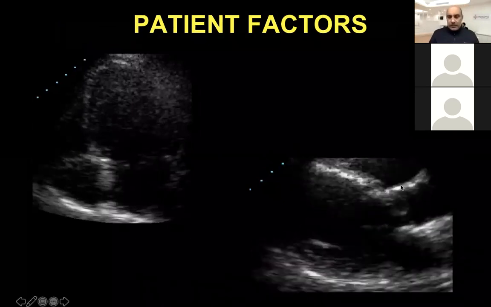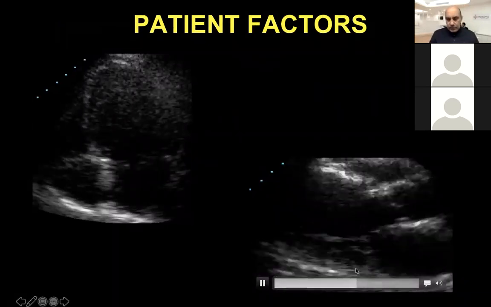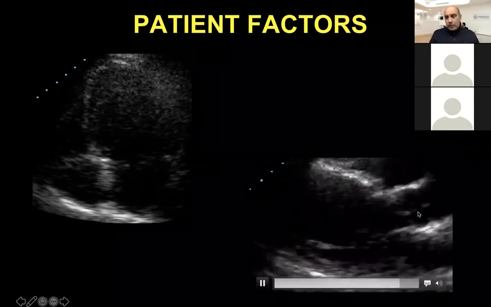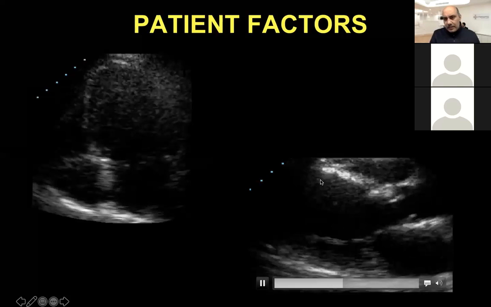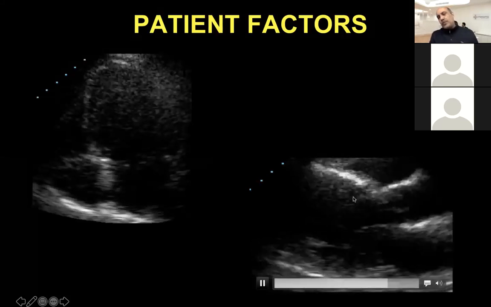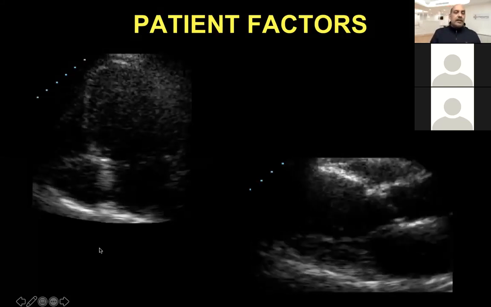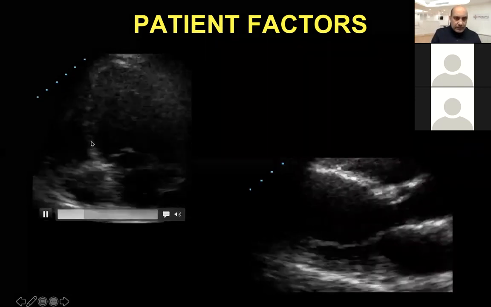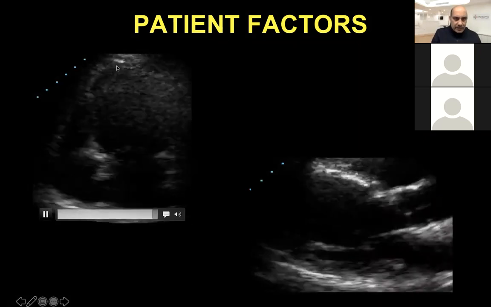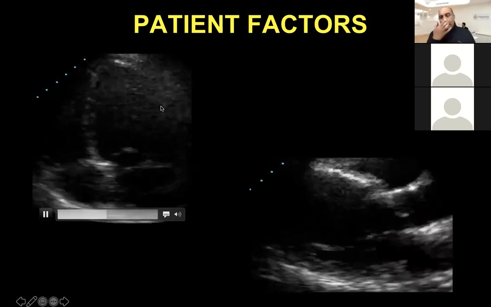Another example, this is the parasternal long axis view. The posterior wall is fine. And the anterior wall, this is scarring, and it seems to be hypokinetic, akinetic. If you look at the four-chamber view, again, the basal septum and mid-septum is fine. Apex seems to be hypokinetic.